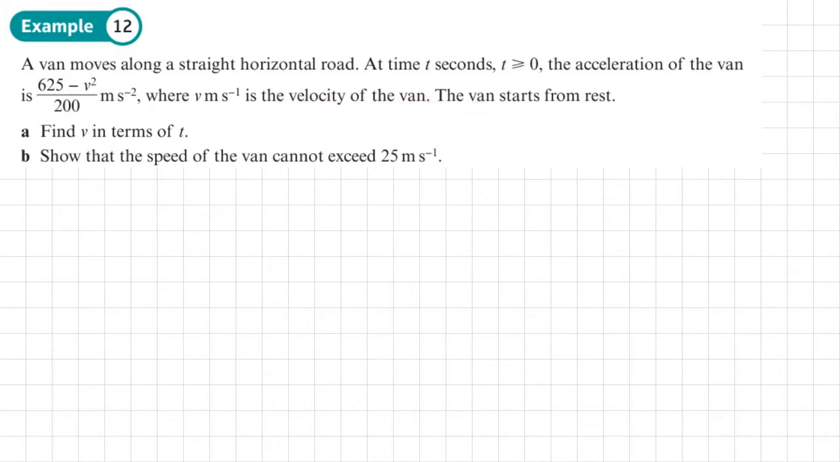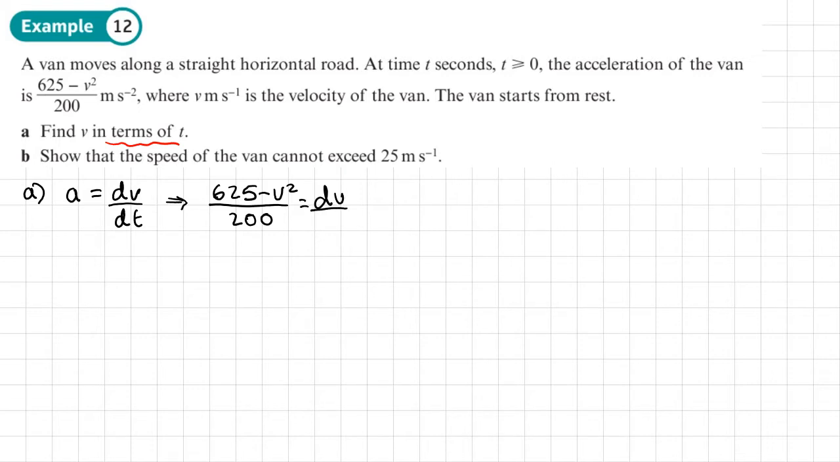Part A, what we need to do is to find v in terms of t. Since acceleration varies with velocity and we're looking for a time element here, we use a is equal to dv/dt. a is (625 minus v squared) over 200 equals dv/dt. And the way we're going to solve this is by using separation of variables. So I'll multiply both sides by dt and divide both sides by 625 minus v squared.